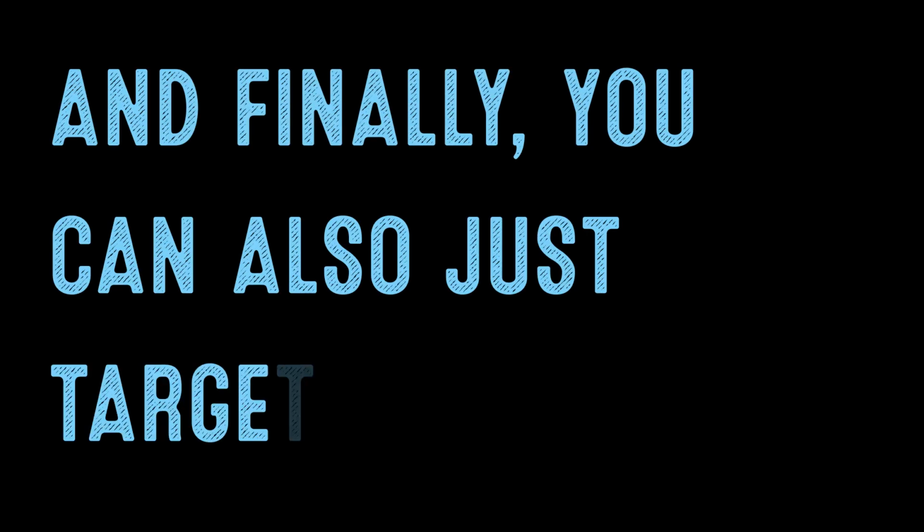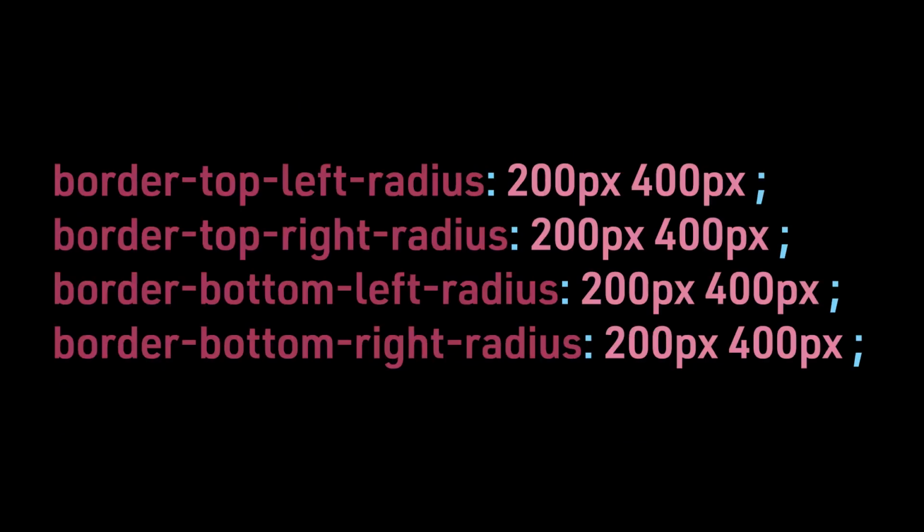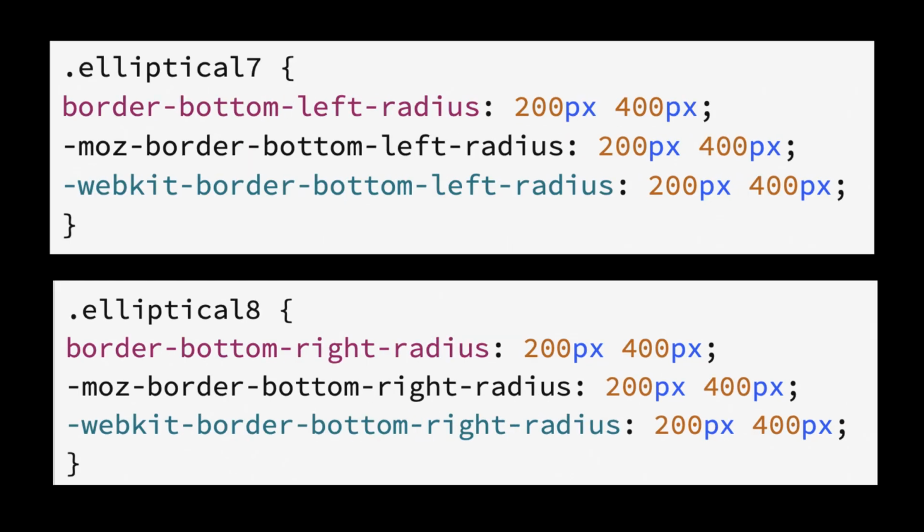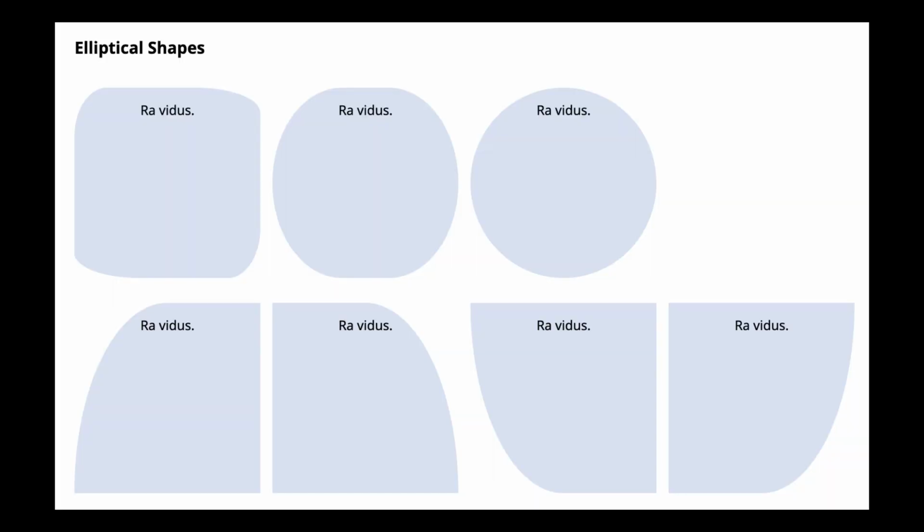And finally, you can also just target one corner. Here is the CSS targeting our shapes. We used the visibility hidden to hide the 4th shape and leave a space so that the examples of one corner being targeted are all together on the bottom row.